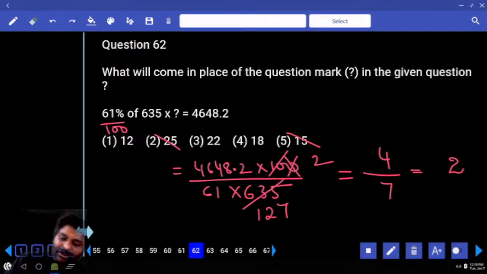In your numerator, do you see an 11 multiple? Do you see an 11 multiple? Can your answer be an 11 multiple? Eliminate. First option final.